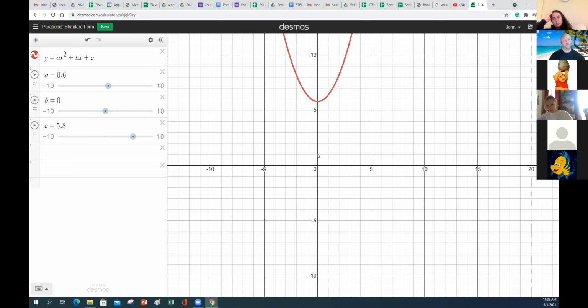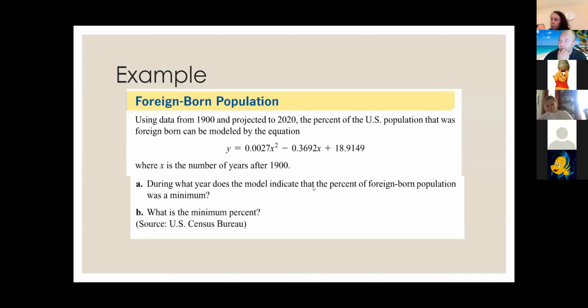So now let's look at a question together. Let's look at a word problem, with all this fun information we've learned today. So using data from 1900 projected to 2020, the percent of the US population that was foreign born can be modeled by the equation here, where X is the number of years after 1900.